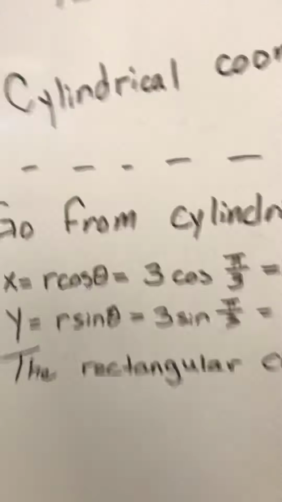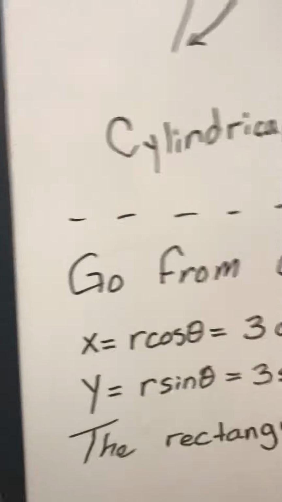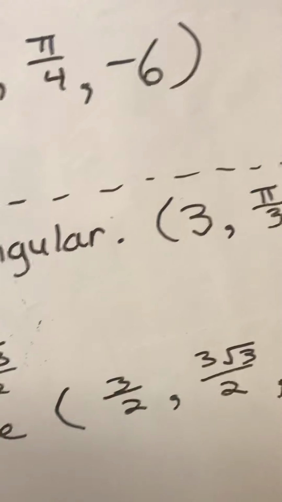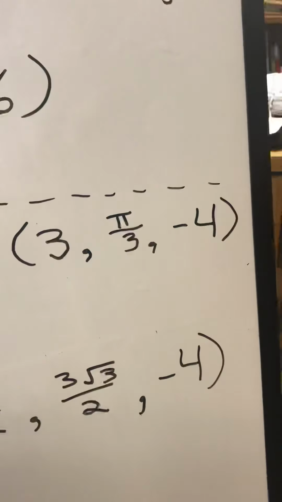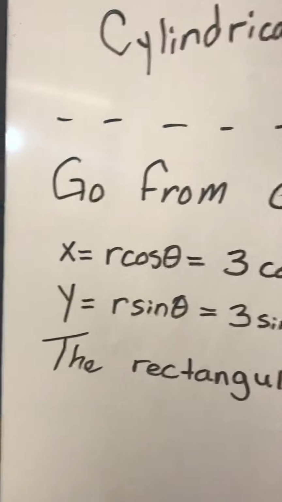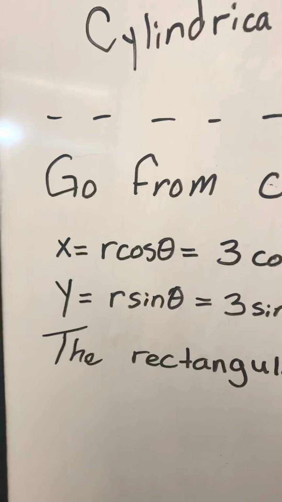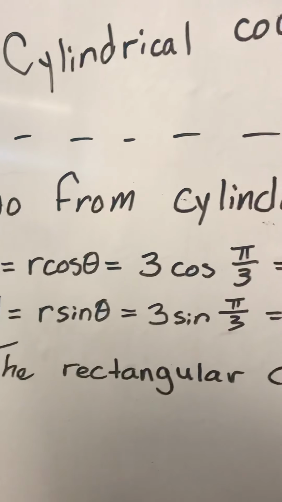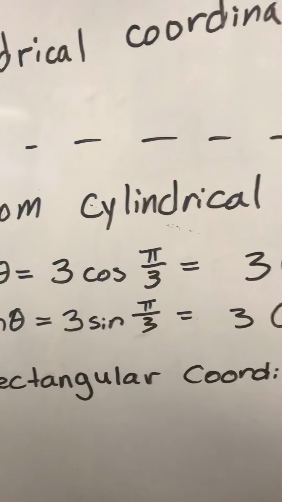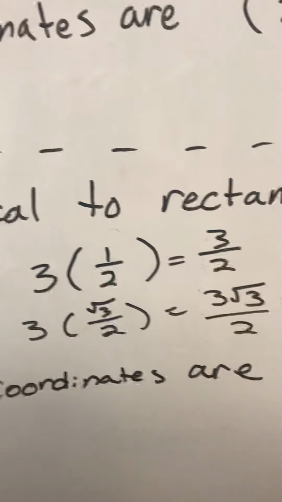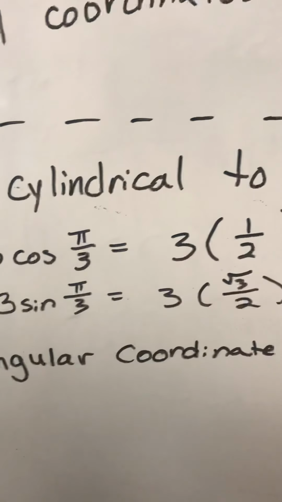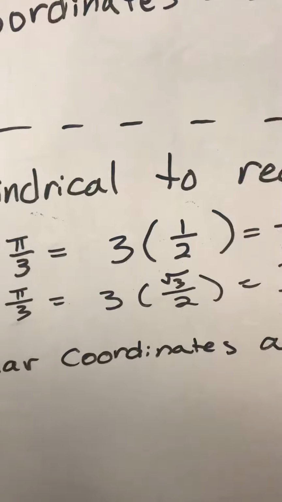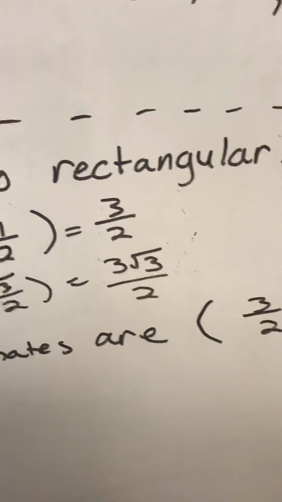Next we're going to be converting from cylindrical to rectangular with the point r is 3, theta is pi over 3, z is negative 4. To get our rectangular coordinates, we know that x equals r cosine theta, and 3 cosine pi over 3 equals 3 times 1/2 equals 3 over 2. And then y is r sine theta, which is 3 sine pi over 3, which is 3 times the square root of 3 over 2, which is 3 root 3 over 2.